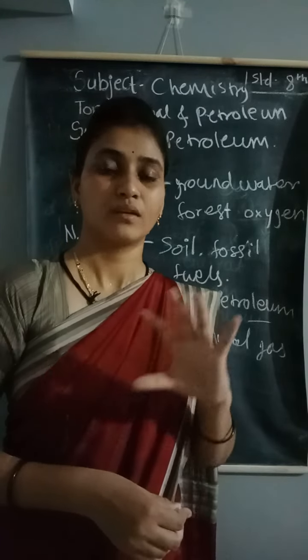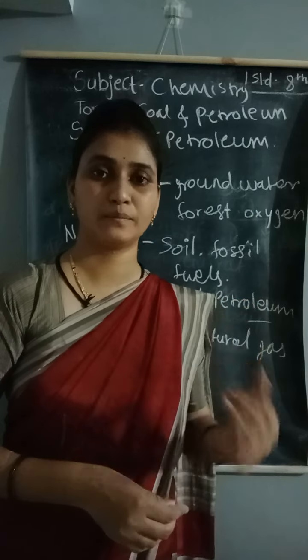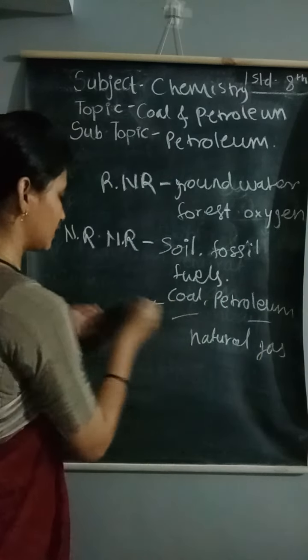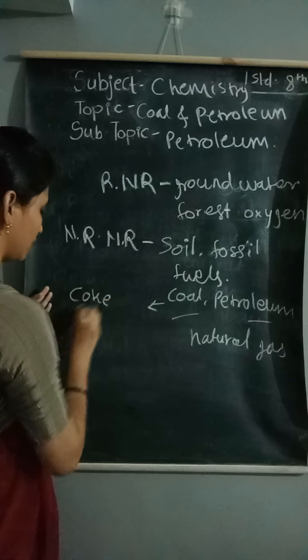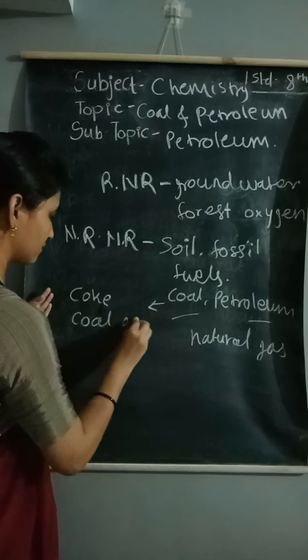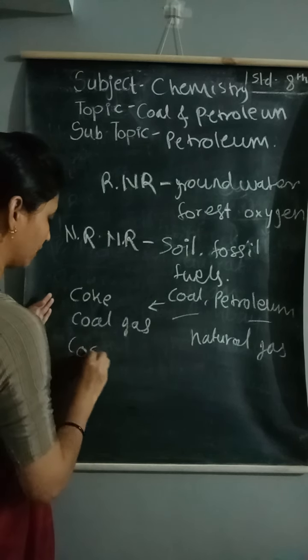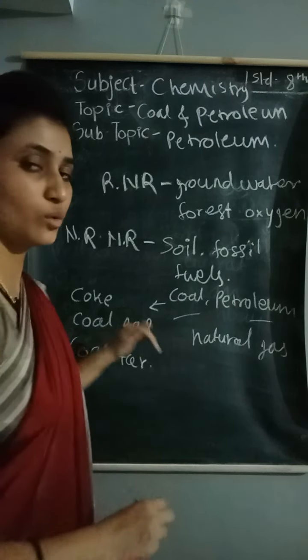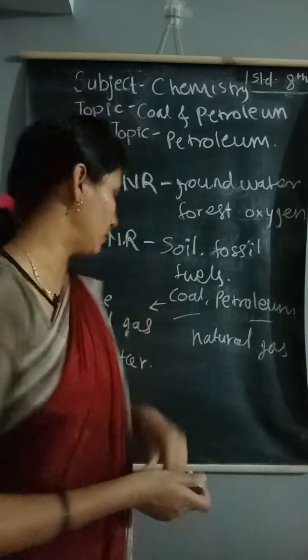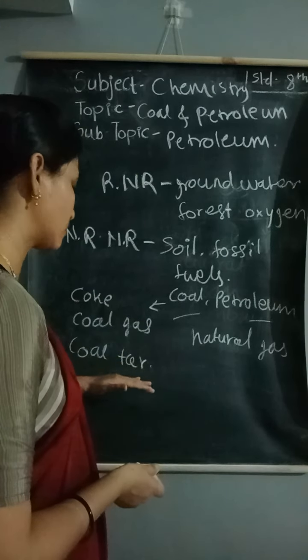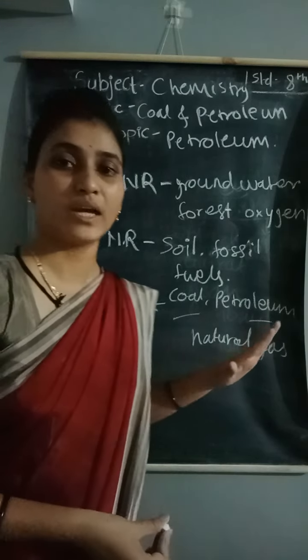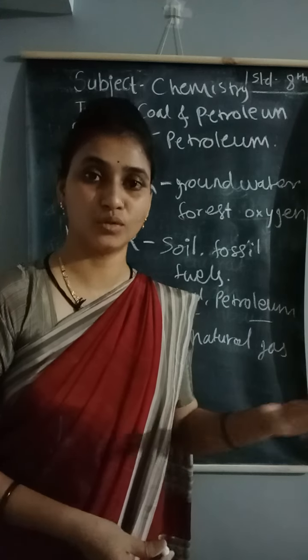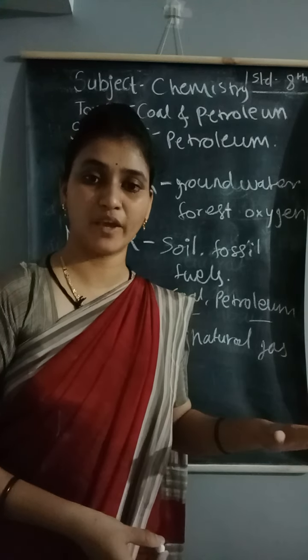We saw the examples of coal are coke, coal gas and coal oil, coal tar. This is the coal tar. Those are the examples of the coal. Coke, coal gas, coal tar. You all know that coal tar is used to make roads for the vehicles.